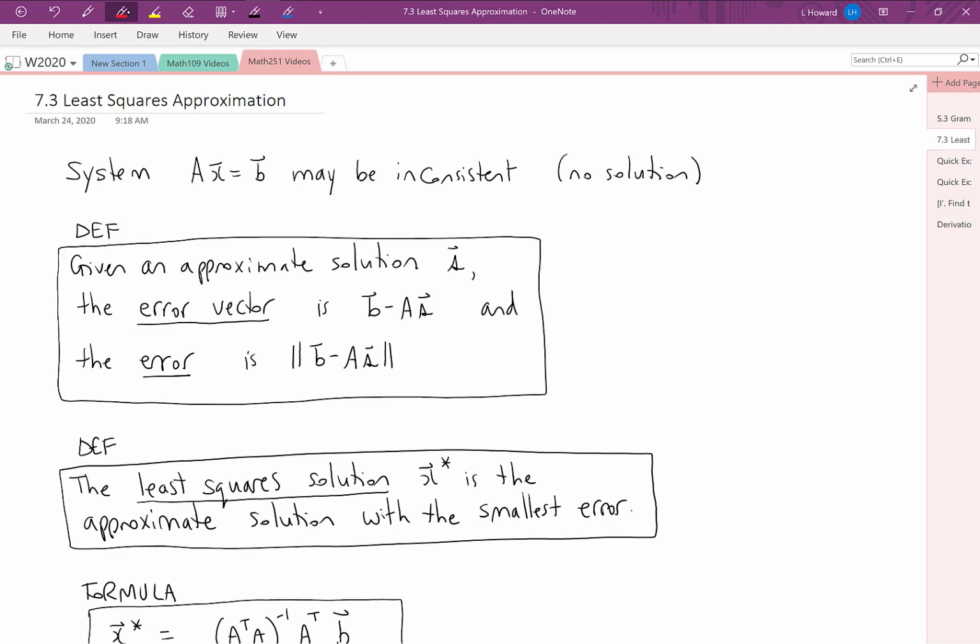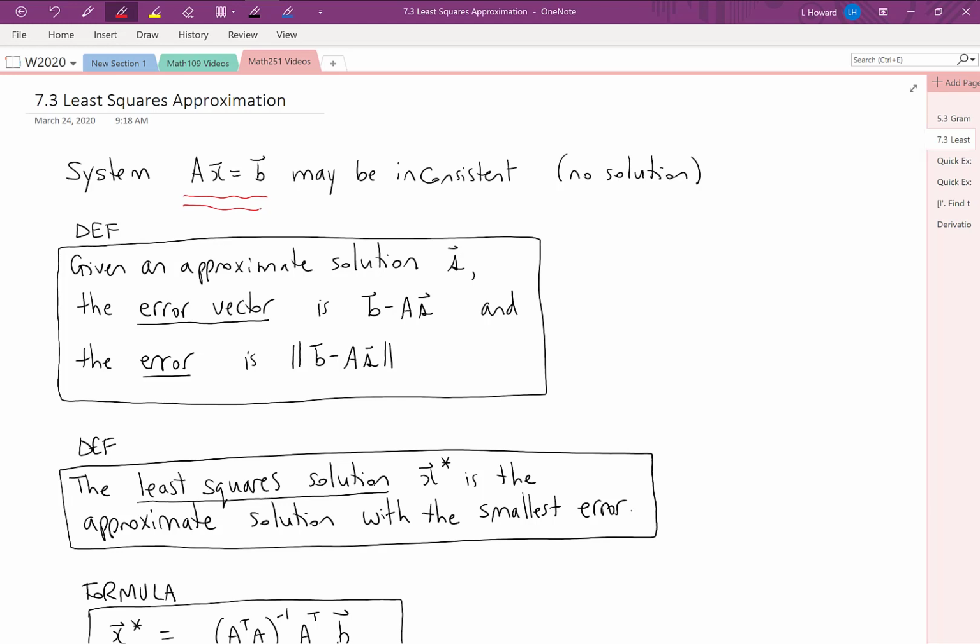In this video, we're looking at section 7.3, which is called least squares approximation. And let's talk about the big idea we're going to be looking at in this section. So remember that when you have a system of equations like Ax = b, that system may be inconsistent, meaning that system might have no solution.